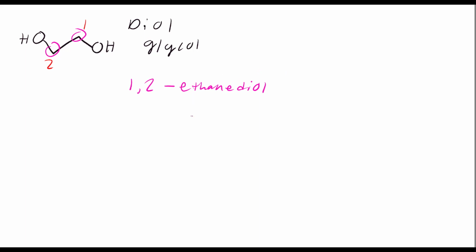On the exam, it could be shown as ethane-1,2-diol, right? And again, we just move this part right here. That's all we're doing. So it's ethane 1,2 diol. Or it can even be called by its common name, ethylene glycol.